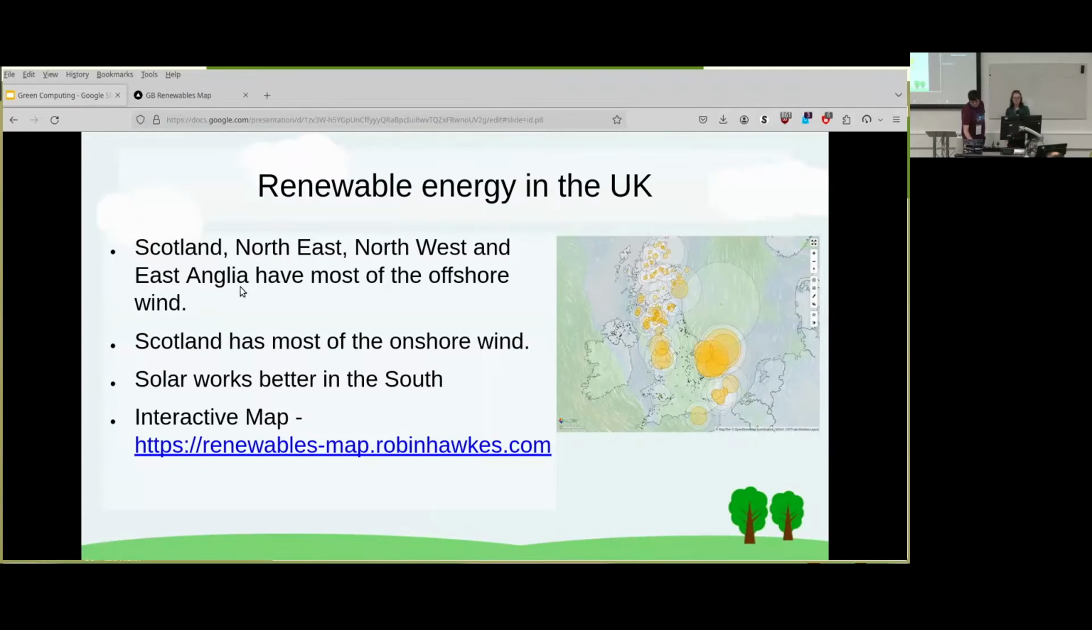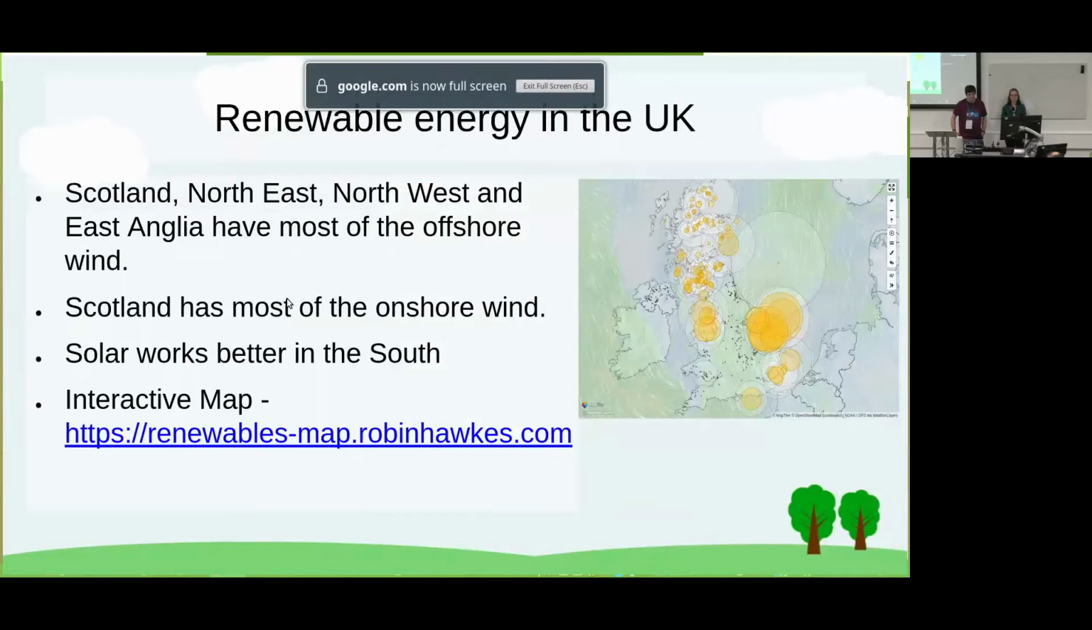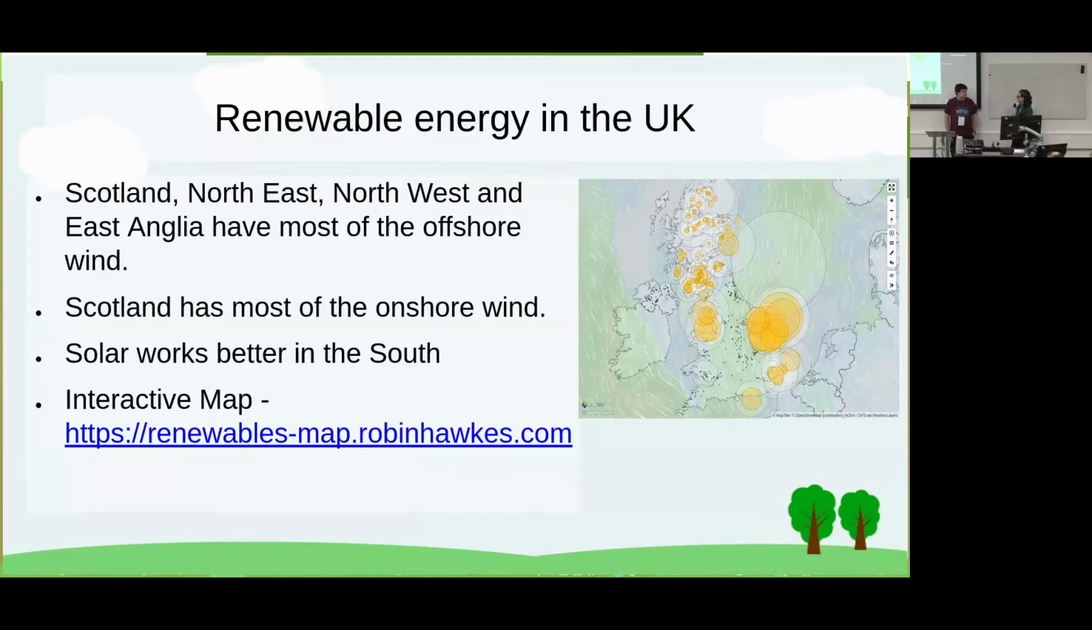So Scotland has most of the onshore wind, so these are wind farms that are actually on the land. Solar works better in the south. Do you know why? Sun's overhead. Oh, of course. Should use my brain. So these are differences in patterns of renewable energy.